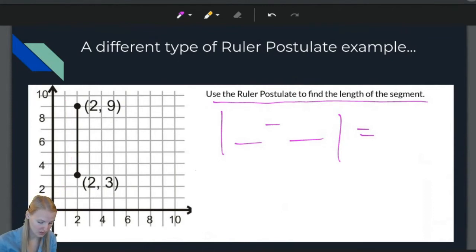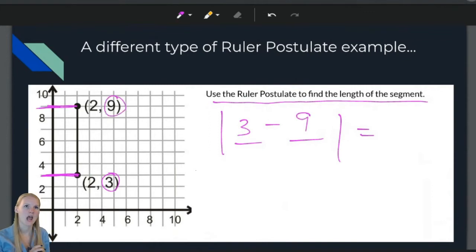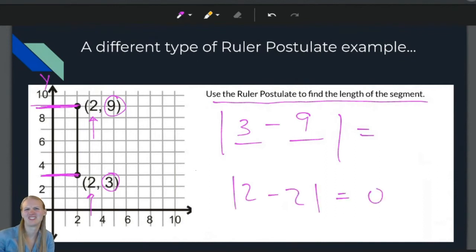So the coordinate that goes with this endpoint will be 3. And the coordinate that goes with this endpoint will be 9. And so you can think of, oh, if the line is vertical, use the y-axis, because the y-axis is also vertical. Another way that you can think about this is both of these have a 2 next to it. Both of these coordinates have a 2 in it. So if I use the 2, I'm just going to do 2 minus 2, which is 0.